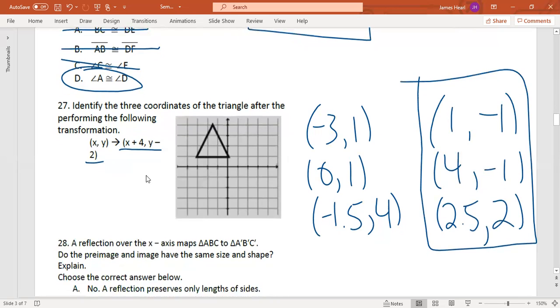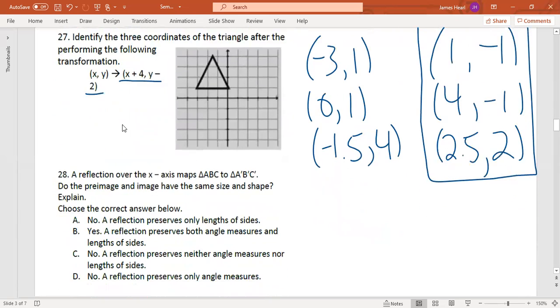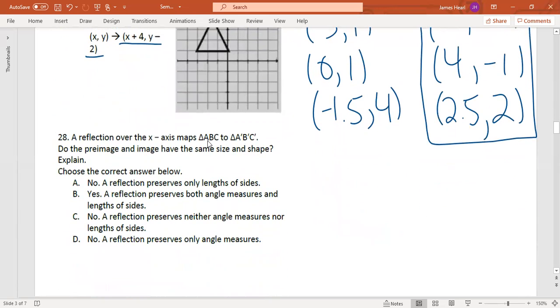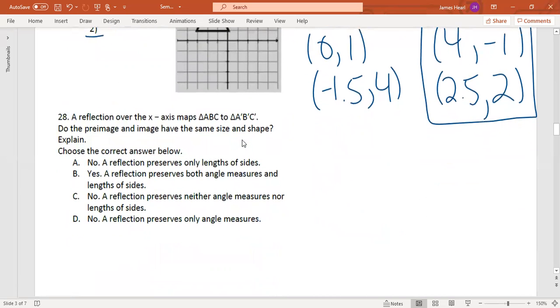For 28, we've got a reflection that turns triangle ABC into A', B', and C'. Do the pre-image and image have the same size and shape? Well, again, for the third or fourth time in this last chunk of problems here, reflection is one of the changes that does create congruency. So we know it's a yes, which if you start looking across the list, B is the only one that says yes. You know it's got to be the correct answer.